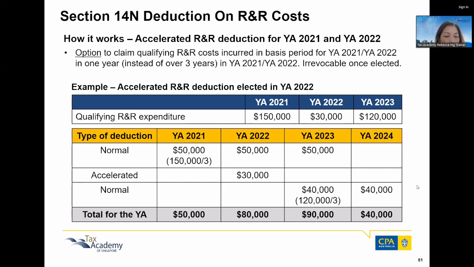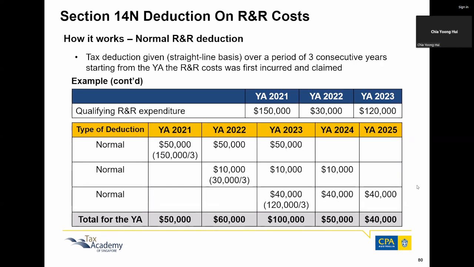So meaning that if I incur more than 300K of expenditure in YA 2023, because of the 300,000 cap, I can only claim 120. Yes. So it doesn't matter whether accelerated or not. Because the previous slide is broken into three years, 10,000 each, the 120 will stay.